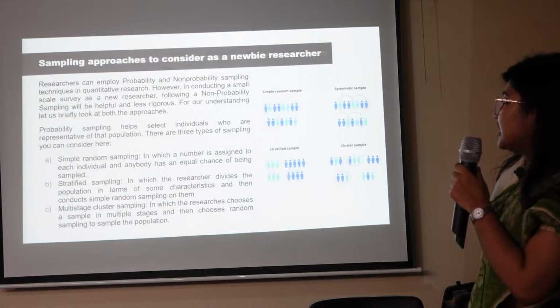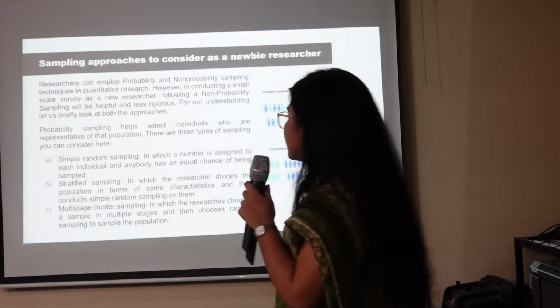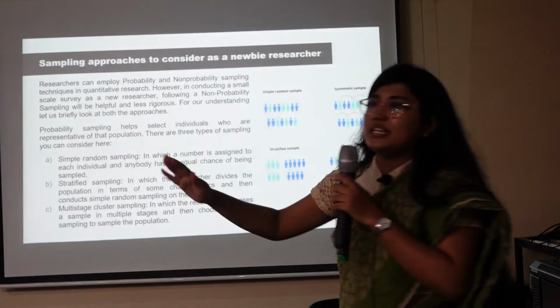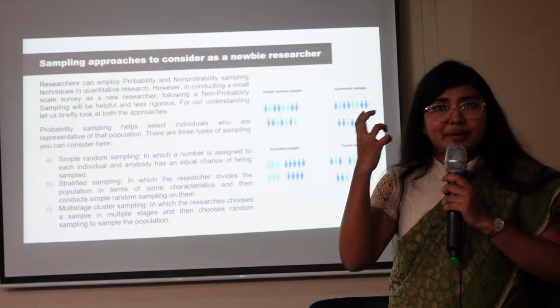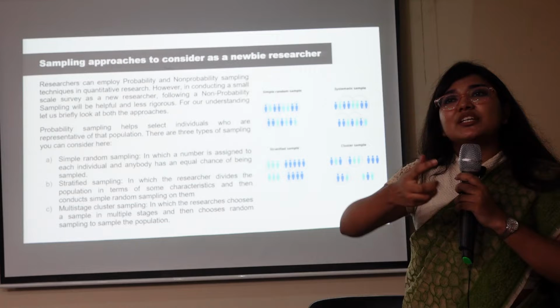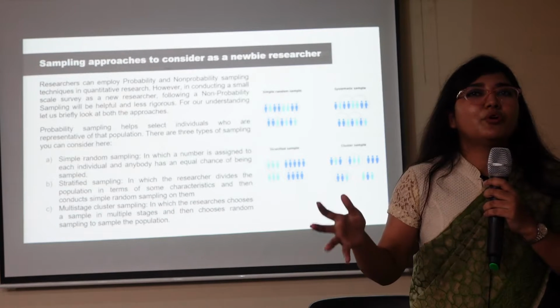All right, multi-stage cluster, in which the researcher chooses a sample in multiple stages and then chooses random sampling. So random sampling is very basic, right? This might be something that we can right now use and won't be wrong about it.